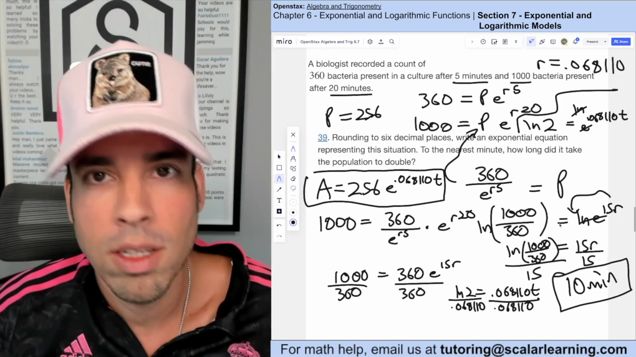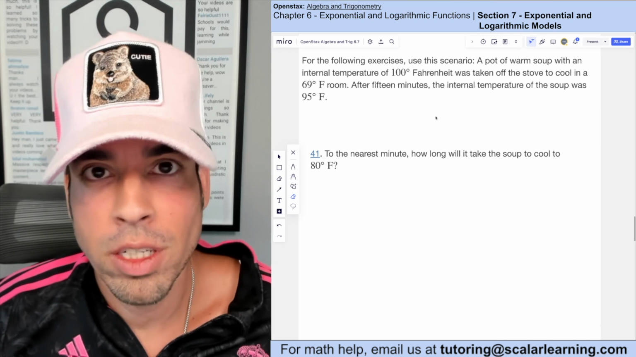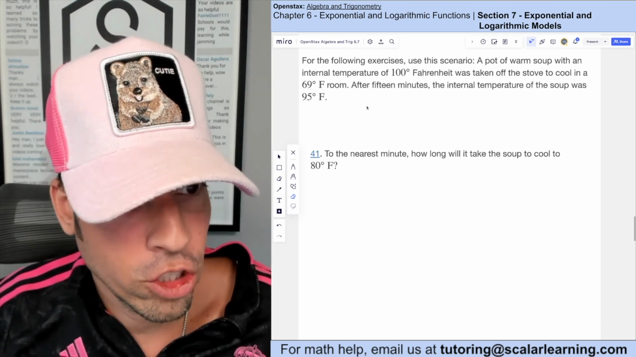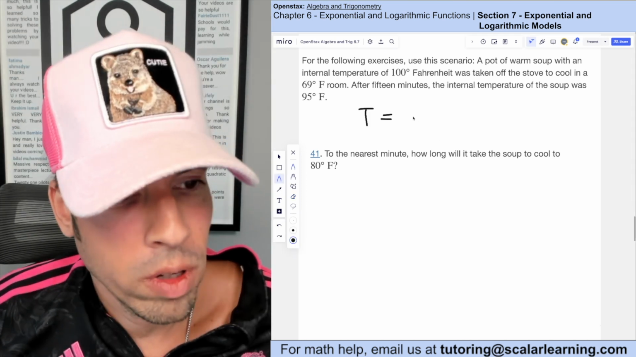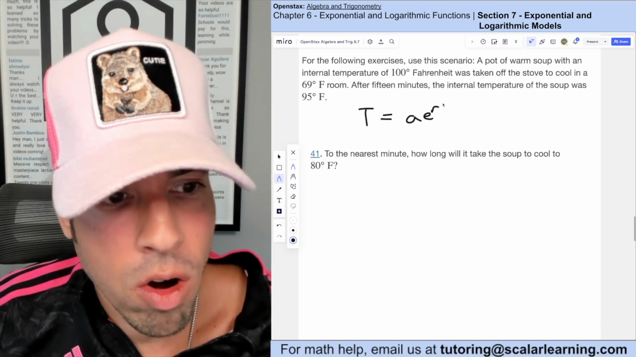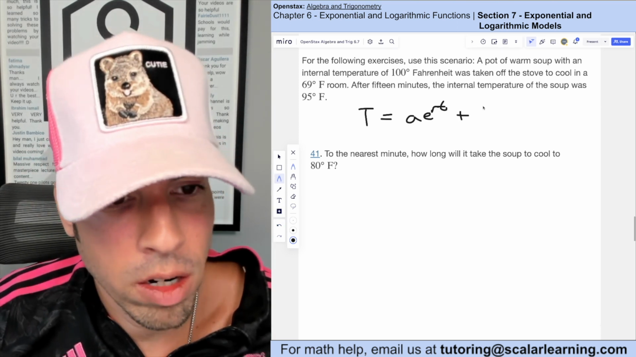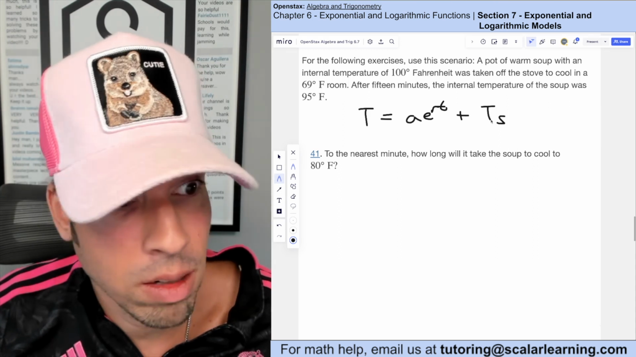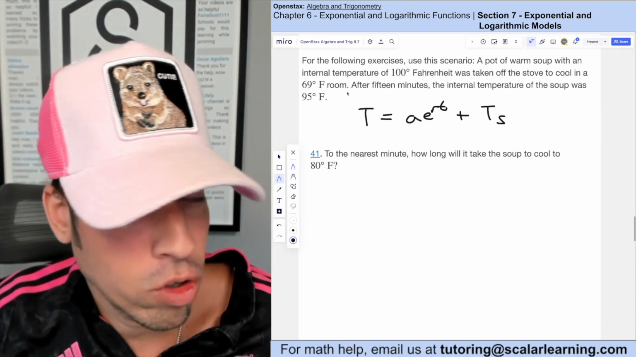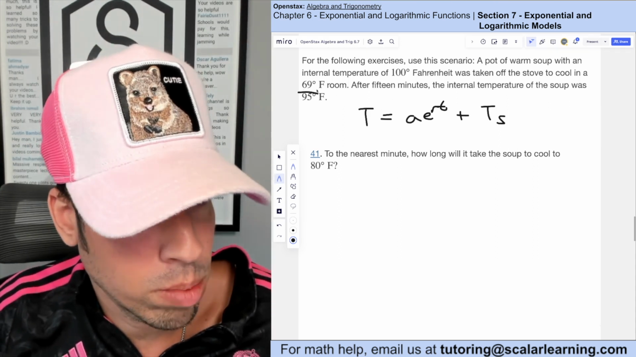There's your equation, done. So for this exercise, we're going to use Newton's law of cooling, which states that the temperature will equal A e to the rt plus the temperature in the room, which we could call T sub s. Since I know the temperature in the room is 69 degrees, we can plug this in here.